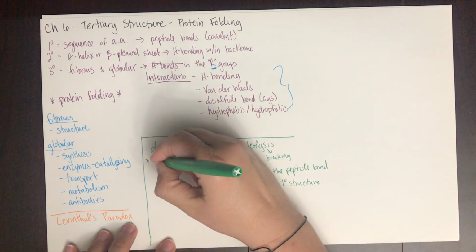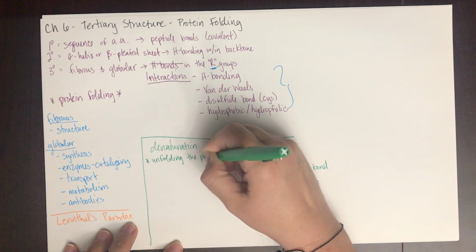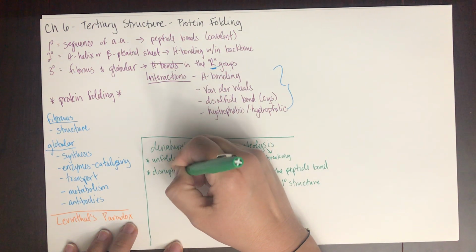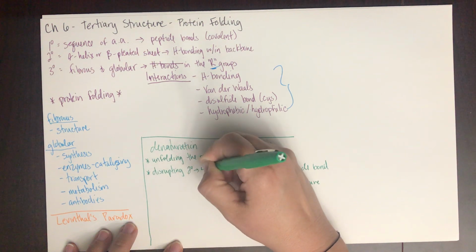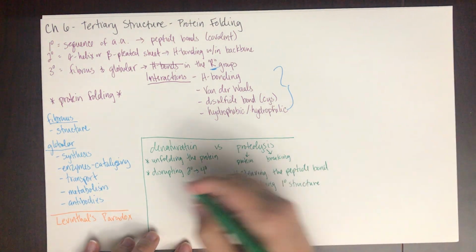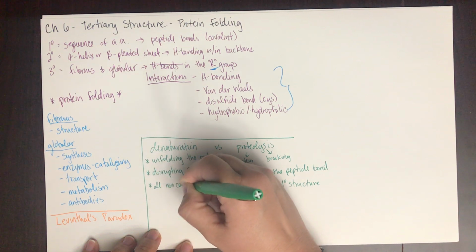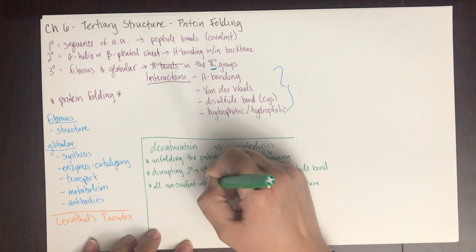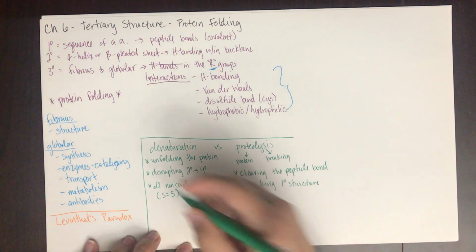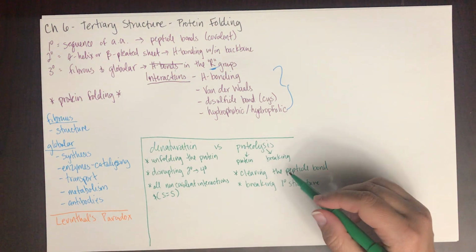Denaturation is really unfolding the protein. So this would be breaking or disrupting secondary structure through quaternary structure, if there was quaternary structure. We'll talk about quaternary structure later. This is going to be disrupting all non-covalent interactions and those disulfide bonds to unfold the protein. This is different than breaking apart the protein.